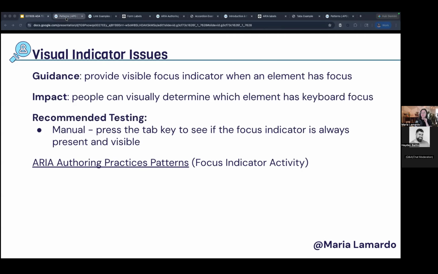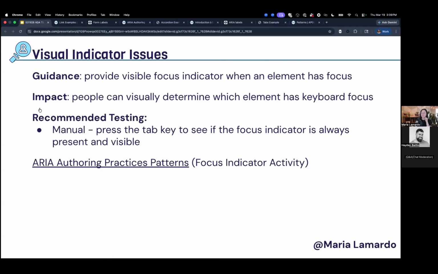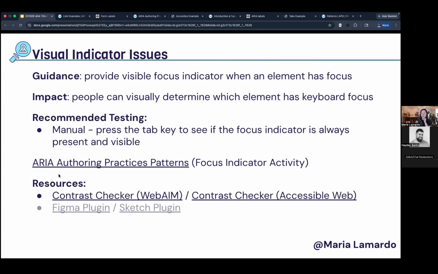Now, I do want to show this example here. This is a great resource that I'll keep referring to during this talk, the ARIA Authoring Practices Guide. So I'm just going to start tabbing through it. And as I tab through it, I want you to notice that there is a clear focus indicator as I tab through the page. So I am always aware of where that focus is on the page. All right, going back to our presentation, here are some resources for you to use for that focus indicator.